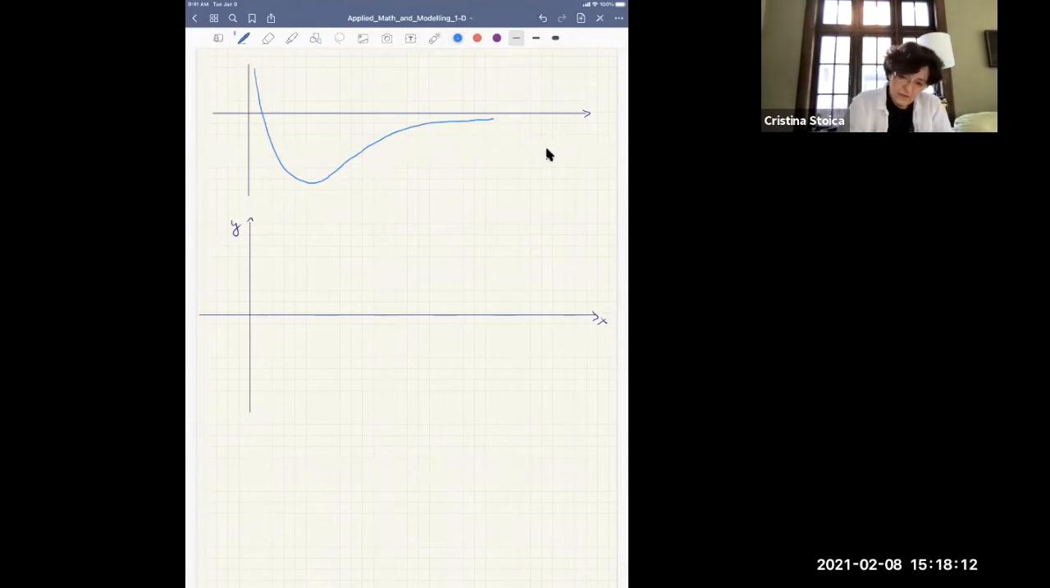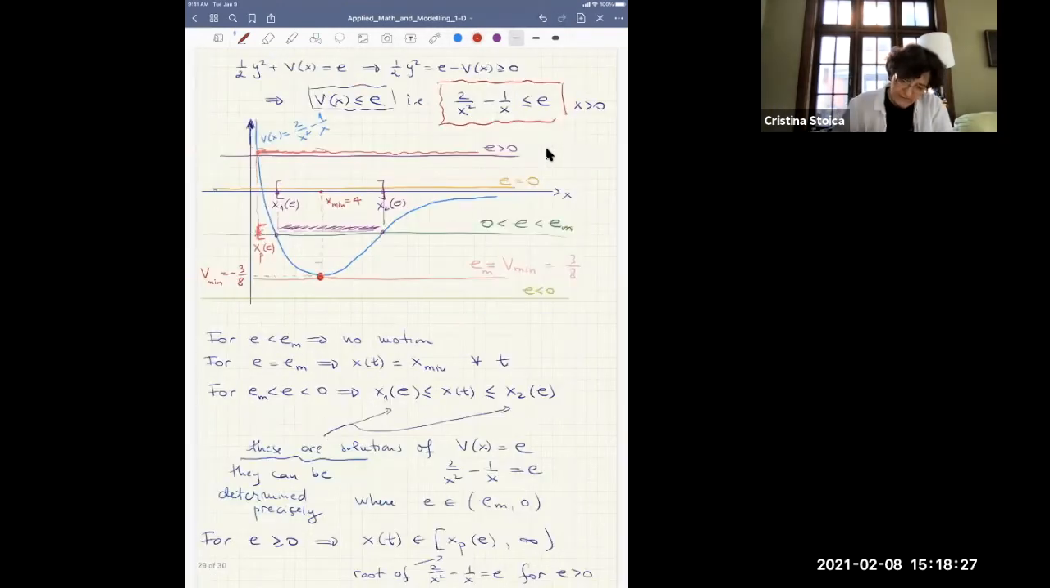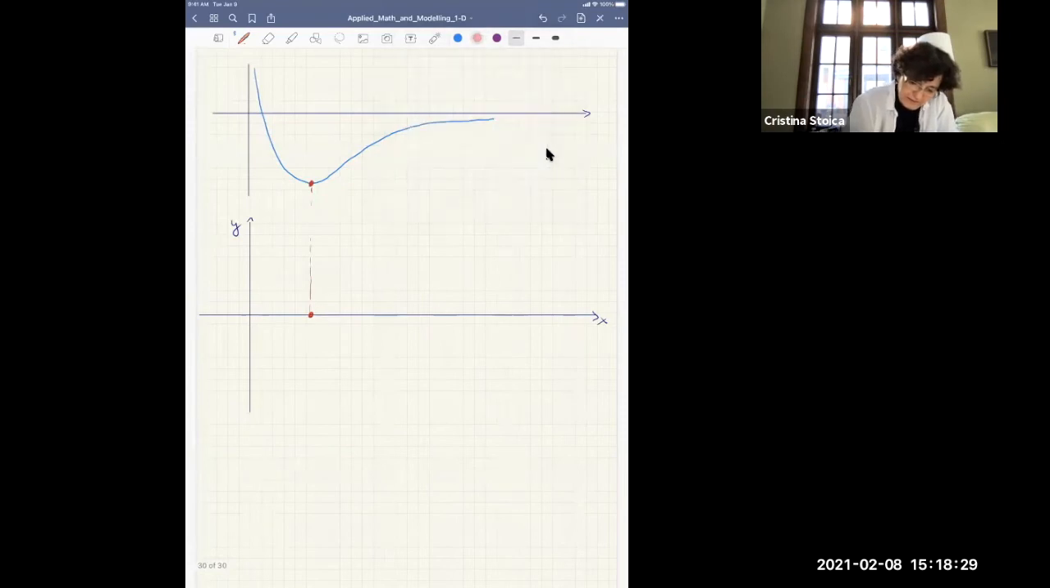Okay. So here, what did we do? We found the equilibrium here. Okay, so I'm gonna just put it down here. Okay, I'm trying to be consistent with the colors a little bit. So we had this level of energy here, right? So this was in between 0 and EM, right? So for this guy here, we have the bounds of X, right? We had the bounds of X there.